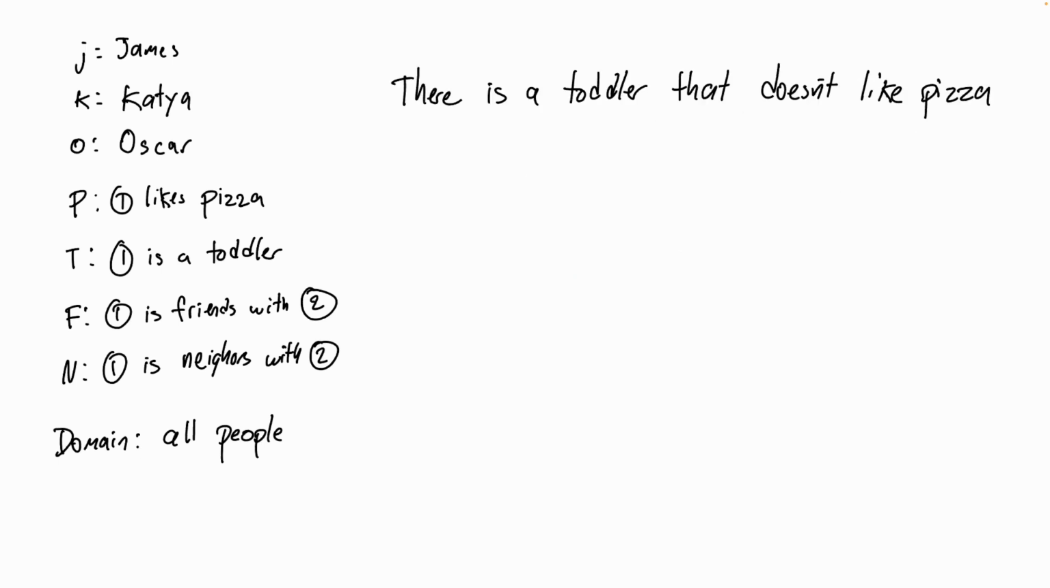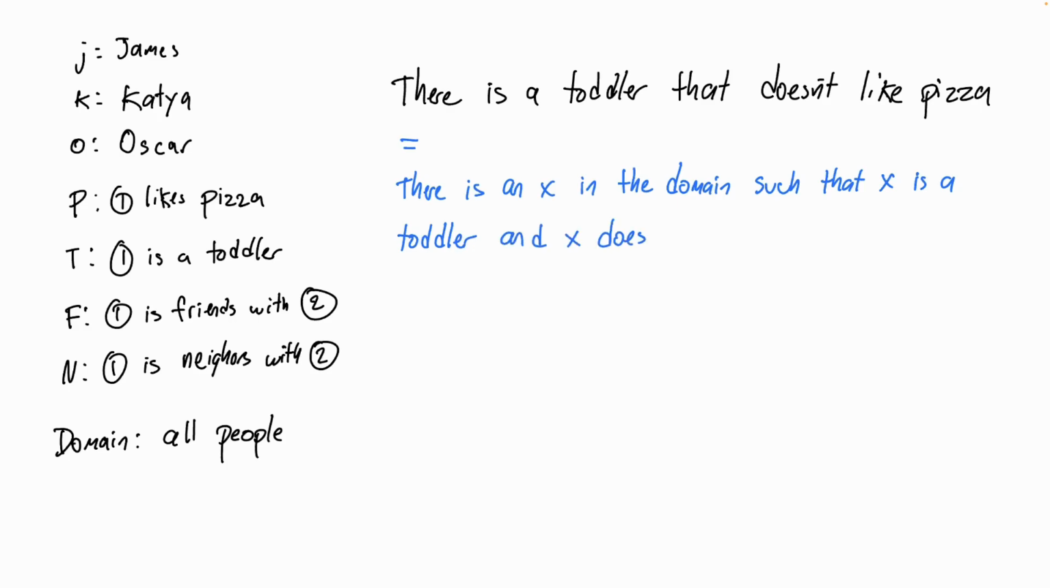Next, let's try "there is a toddler that doesn't like pizza." This can be rephrased as "there is an X in the domain such that X is a toddler and X does not like pizza." So we get there is an X such that TX and not PX.